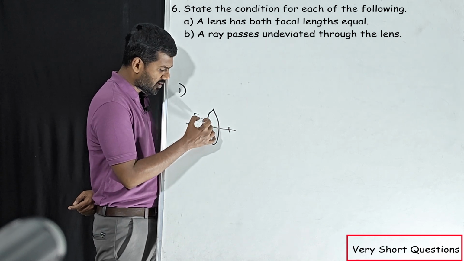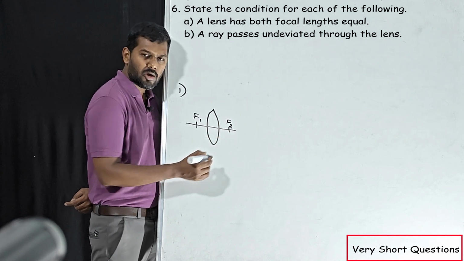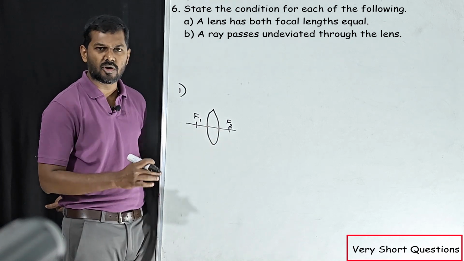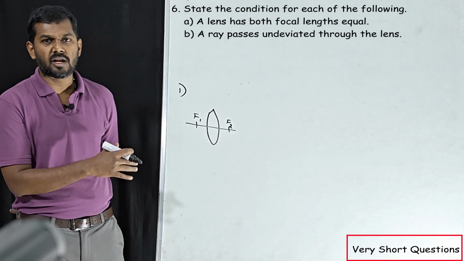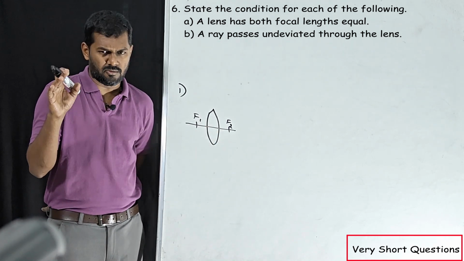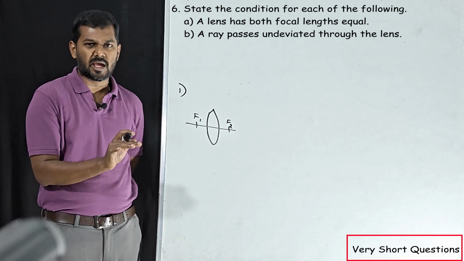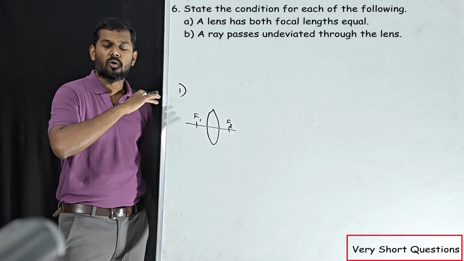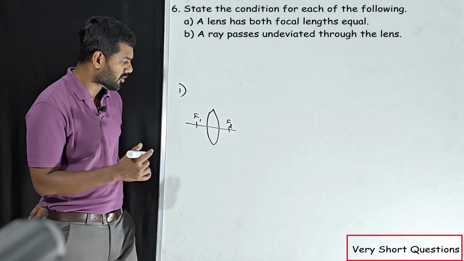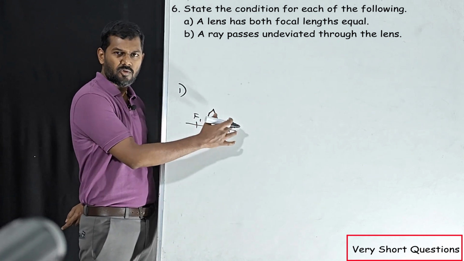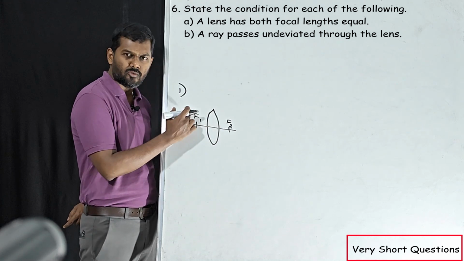Here also, on both the sides we have focus. All these things, ray diagrams, we are going to learn properly in part B. Here just a simple diagram. So in part B we are going to learn everything, don't worry about it. So a lens will have two focal lengths.